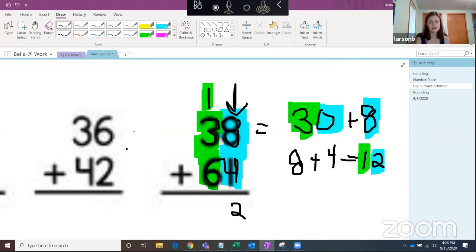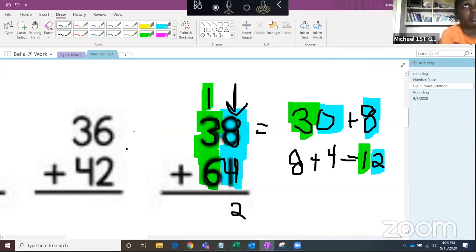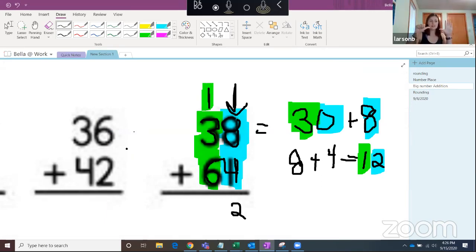Hey, Michael, do you know what 1 plus 3 plus 6 is? So you have 6, and then you add 3 more to it. 1, 2, 3. And then you add 1 more to that. So how many fingers am I holding up now? I have 10 fingers up.